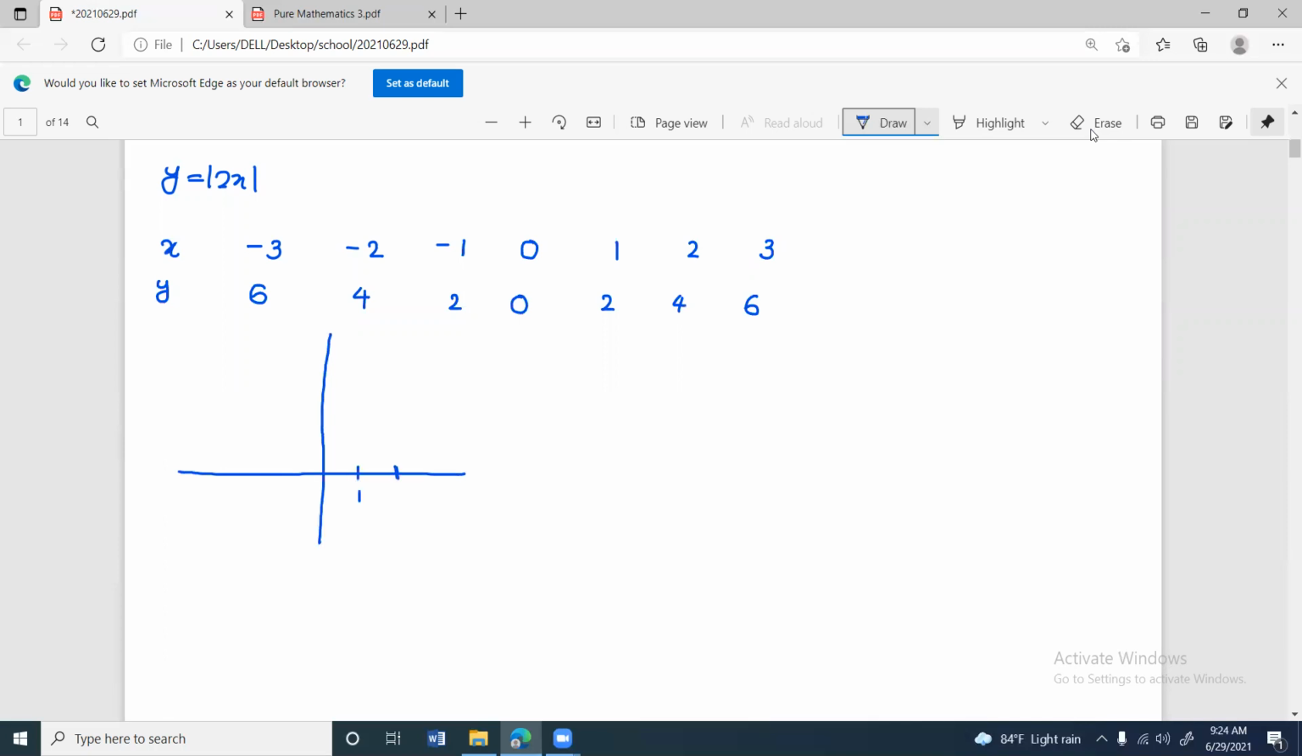1, 2, 3, 0, -1, -2, -3. Turn up to 2, 4, 6. This is y values, right? 0, it's -3, 6. It's here. -2, 4. It's here. -2, it's here. It's like this, this, and this. So it comes like this way around.